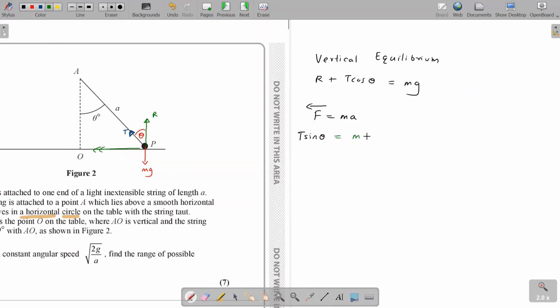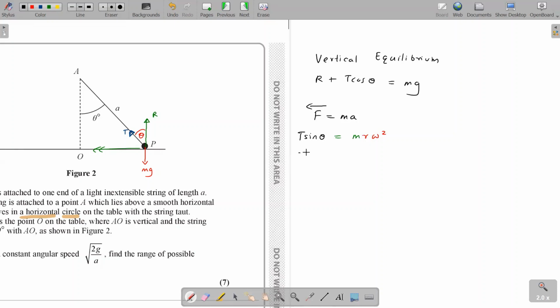So T sine theta equals to what? M acceleration, which is equal to R omega square, right? We can use R omega square or V square over R. Which one is more appropriate? We will use R omega square because the omega is given. Angular speed is given. What is the radius of this circular motion? What is the radius of your horizontal circle? The radius is, you can resolve this length of the string, right? The length of the string is A, so it's A sine theta. Do you agree? M R omega square.